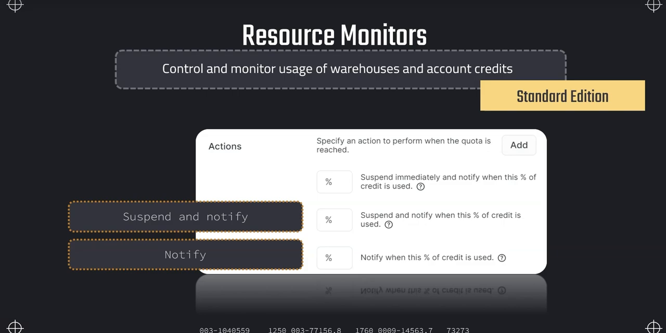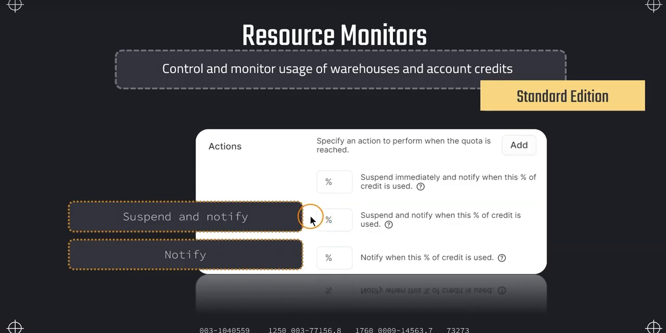But it's important that suspend here means that it will still continue the ongoing workload. The queries that are currently being processed will be completed, and only after this current workload has been finished will this then suspend. So this means that we can exceed this limit.